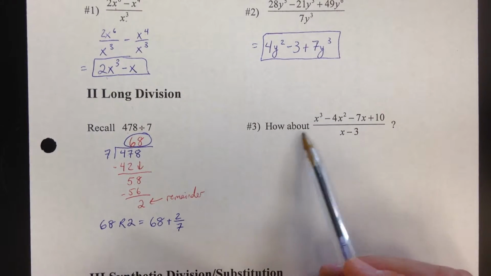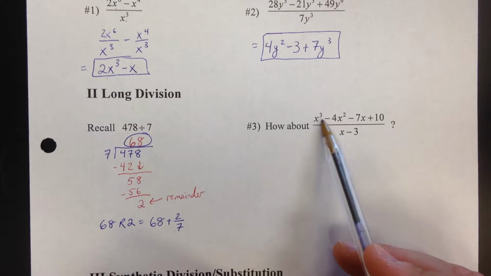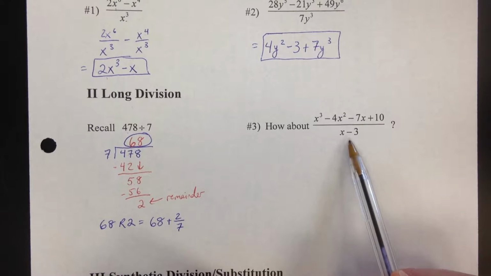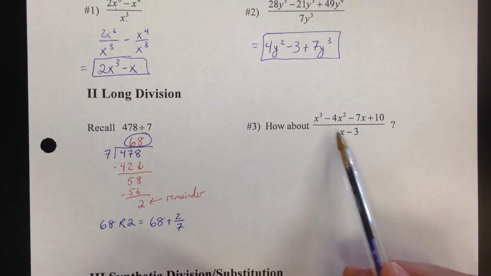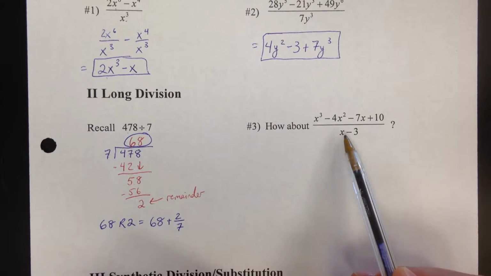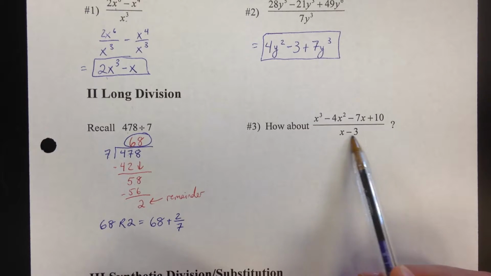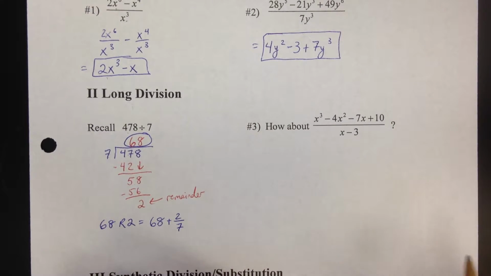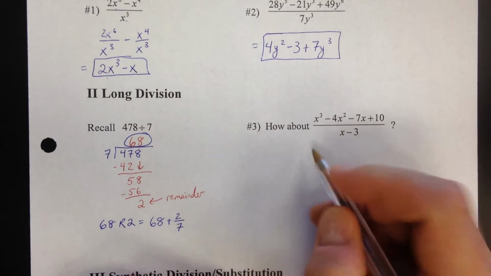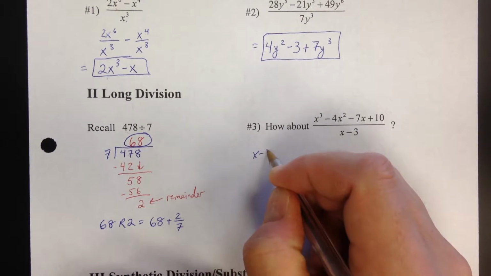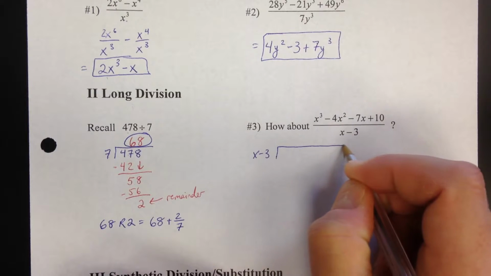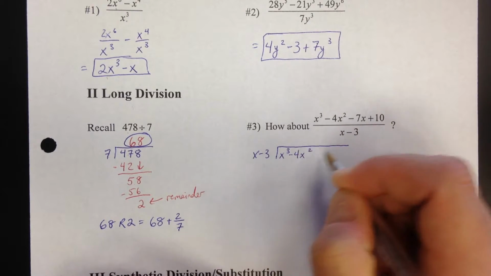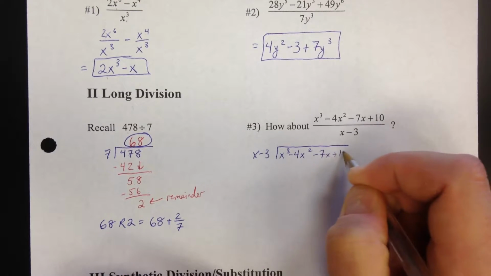So how would this work then with dividing a polynomial by another polynomial? So it's not just one term. I can't just break it up and do x to the 3rd divided by x, because I'm not dividing by x, I'm dividing by x minus 3. Well, we can do long division. So here's what it would look like. So I set up x minus 3 into x to the 3rd minus 4x squared minus 7x plus 10.